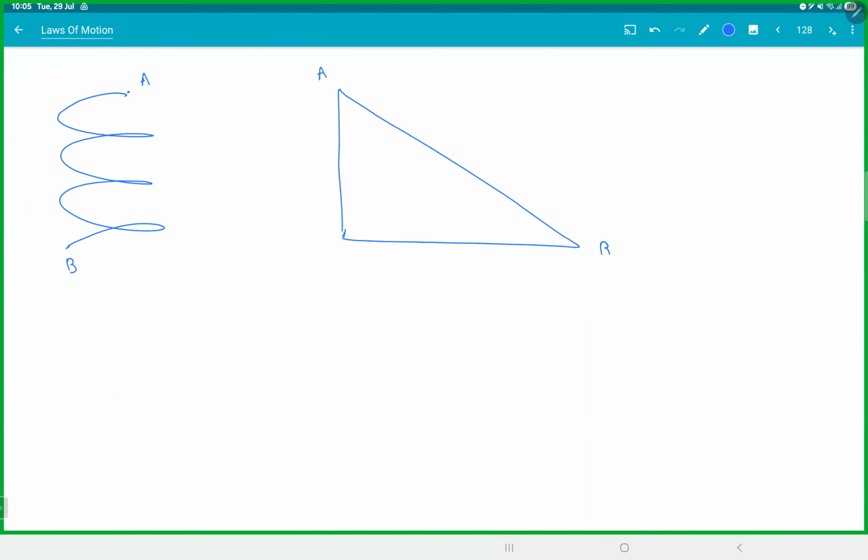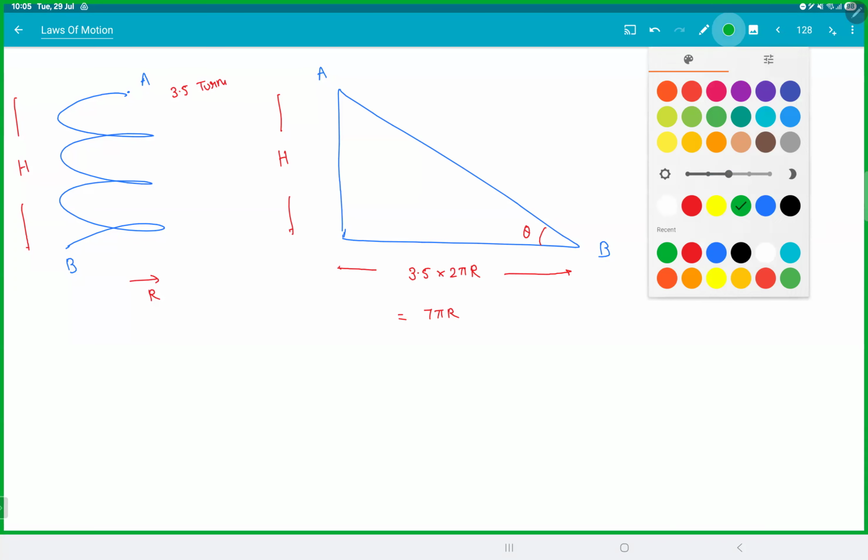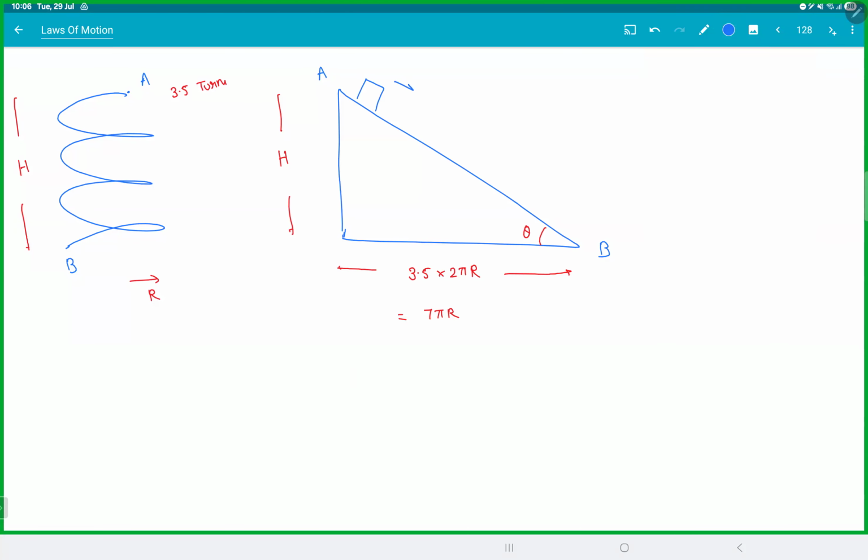This will be A and B. If this was height h, this also will be height h. If this is radius r, since it is 3.5 turns, every time you open, you'll get 2 pi r. So the base will be 3.5 times 2 pi r, which is 7 pi r. Done. So you got angle theta from here. Now this question has become exactly like the previous question. From part A, we got the time. When you leave the block here, it will go with g sine theta.